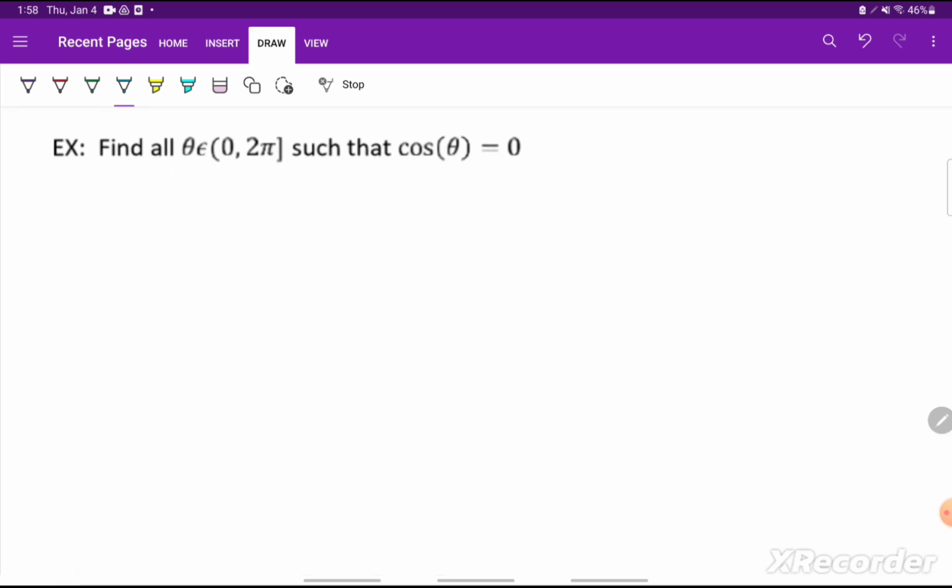In our next example, we want to find all theta, this time in radians, right, from 0 to 2 pi, such that cosine is equal to 0. Well, that 0 jumps out at me because it's not positive or negative. So I can't identify a quadrant where cosine is not positive or negative. That kind of red flags us that this is going to be on one of the axes.